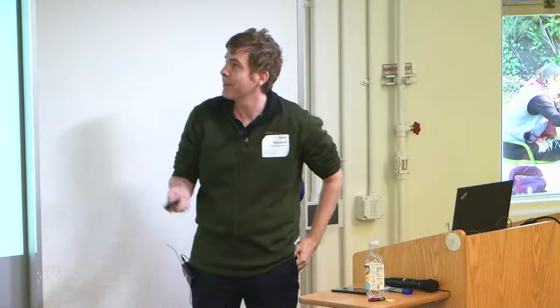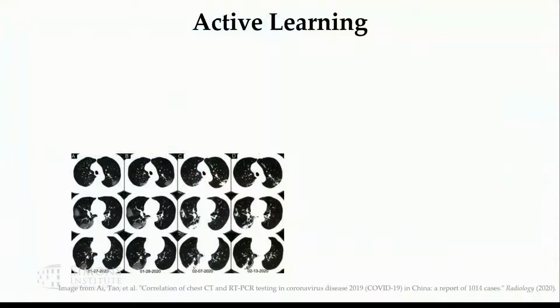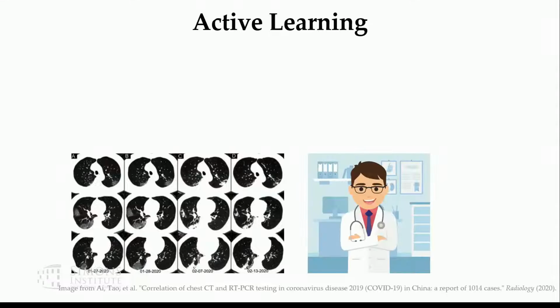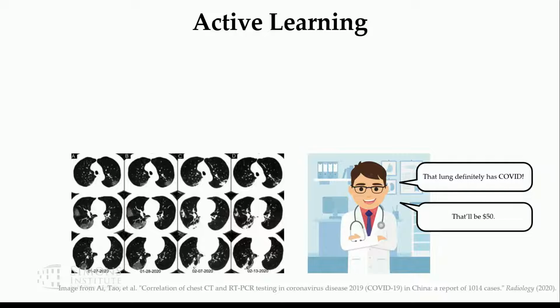So here is a standard example problem in active learning. Here is a chest CT scan of a patient, say. Think of this as a data point. And you want to know, does this patient have COVID or not? So you go to a doctor, and the doctor looks at this example and says, that lung definitely has COVID. And then he says, that'll be $50. Okay, so this is a label that we're assigning to this example, which is expensive.